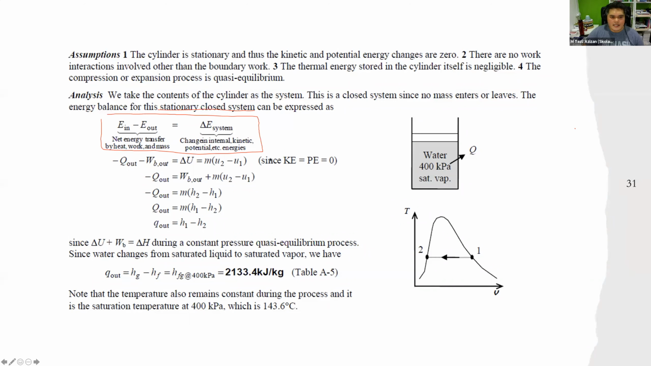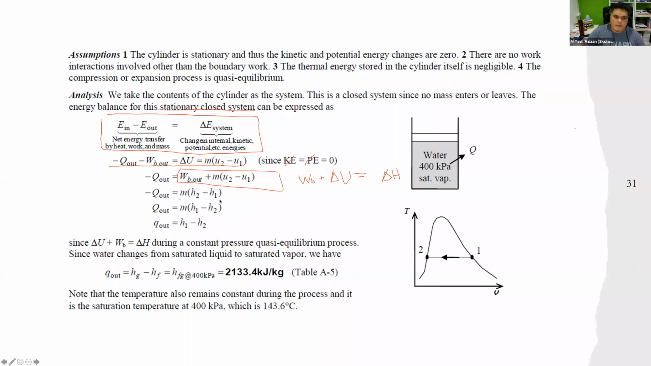And this is a constant pressure. Since this is constant pressure and the kinetic energy and potential energy are equal to zero, we simplify this to become negative Q out minus work boundary out plus m(u2 minus u1). But we know that this expression for a constant pressure, W_B plus the change of the internal energy, you'll be able to get the change of enthalpy.